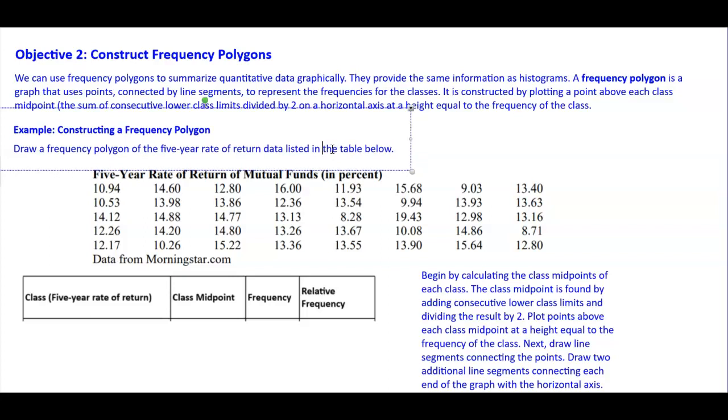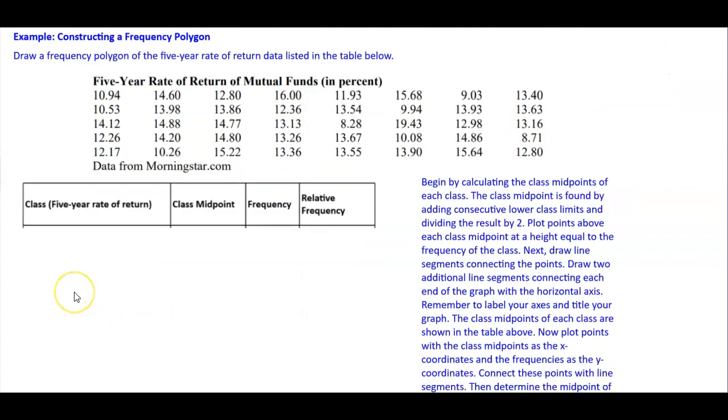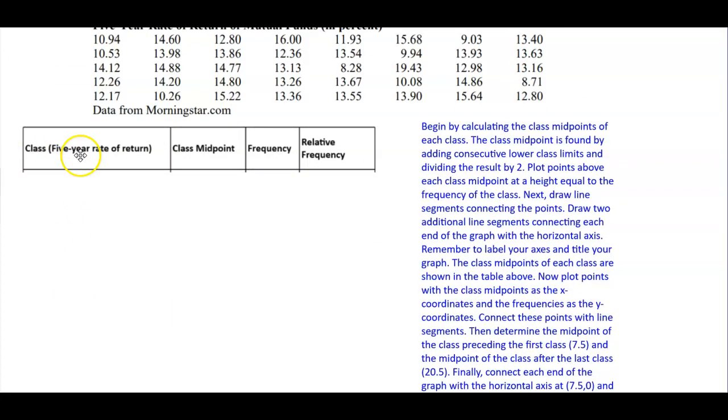If you take a look here, we create a table, and this table has a column that says class 5-year rate of return, which we've already done. We want to find the class midpoint, the frequency, and the relative frequency. We begin by calculating the class midpoints of each class. The class midpoint is found by adding consecutive lower class limits and then dividing the result by 2.